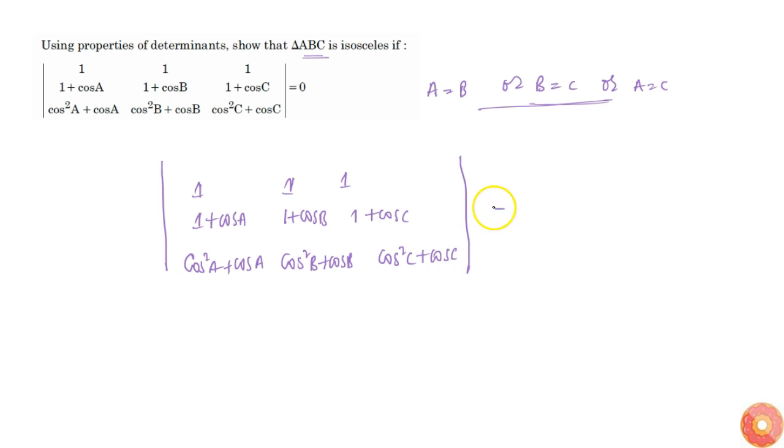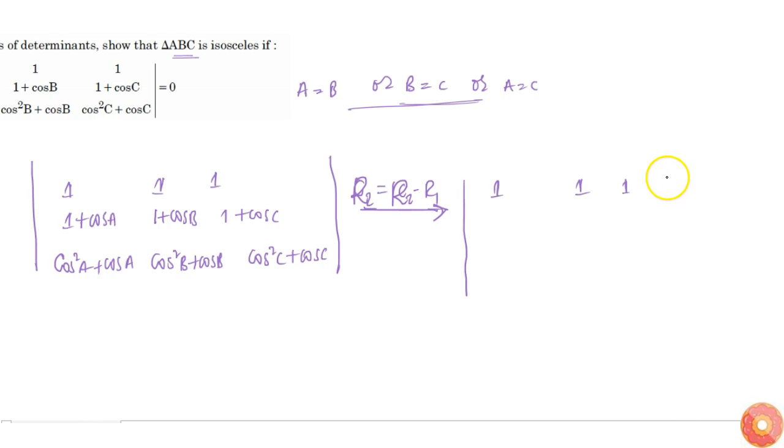So one thing we know is, if we just subtract, if I say row 2 is equal to row 2 minus row 1, we know that its determinant doesn't change by doing such operations. So now row 1 remains the same, which will be 1, 1 and 1. Row 2 will become cos A, since 1 plus cos A minus 1 is cos A, here it will be cos B, here it will be cos C.